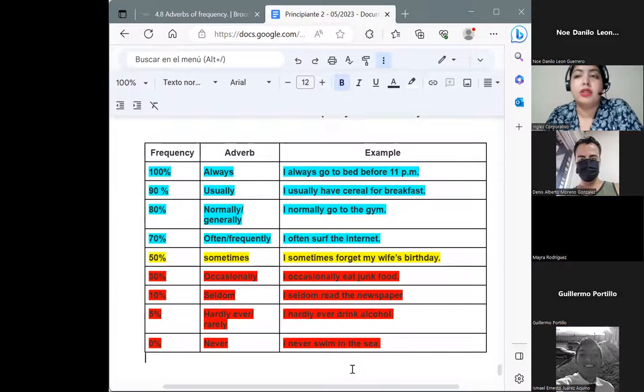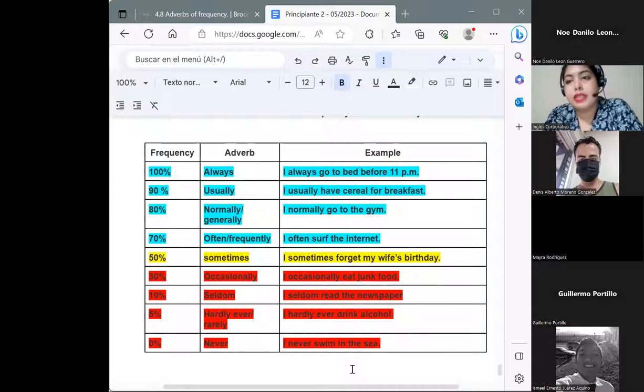So that's why we are using these words as a negative connotation or a positive connotation. A veces podemos tener ejemplos como I always smoke a cigarette. Siempre fumo un cigarrillo. We know that the action is something very bad for the health, but in this case, we are using a positive adverb or a positive connotation of the adverb.